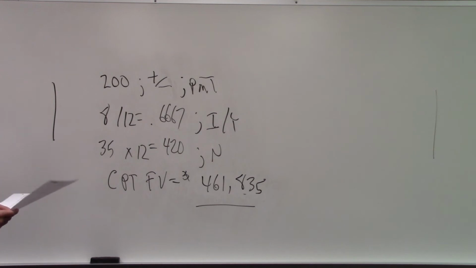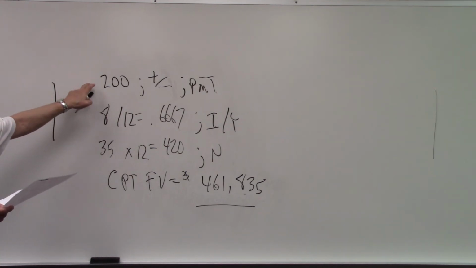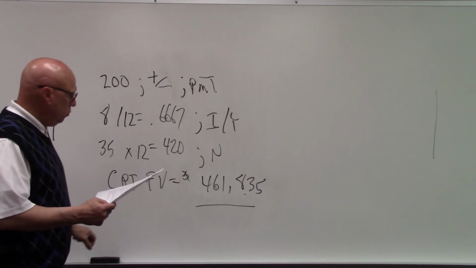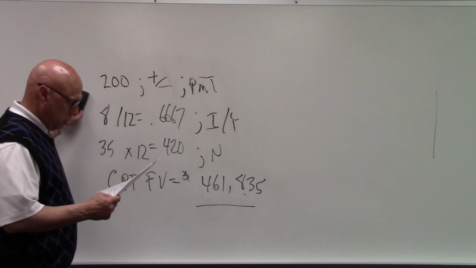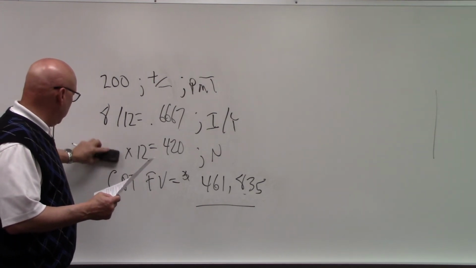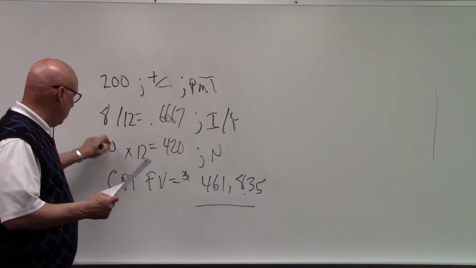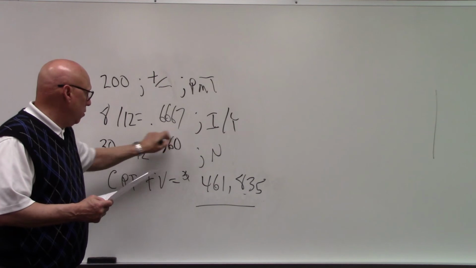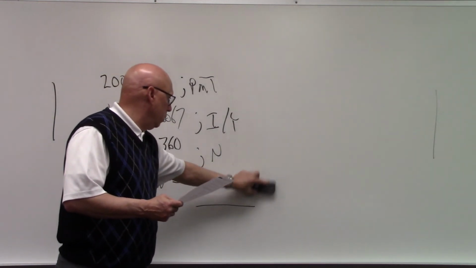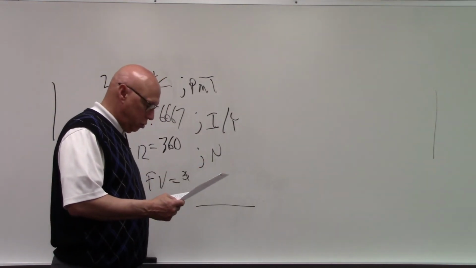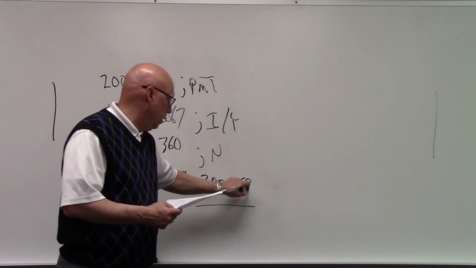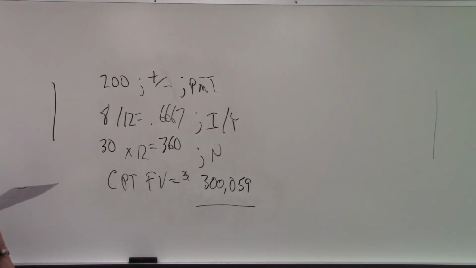Solving as an annuity due, which means you put the $200 in at the beginning of the month instead of at the end of the month, okay? Now, if you change this number, let's see. The only thing we're going to do is change this number to 30. This number changes to 360. And this number will change to 300,059. There you go. Annuity due.